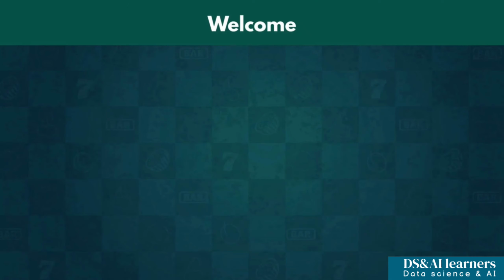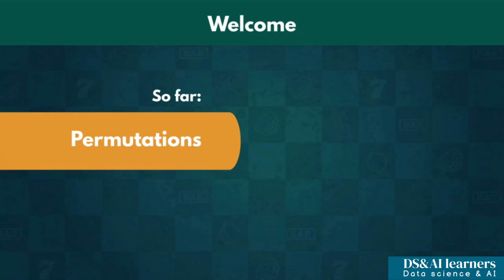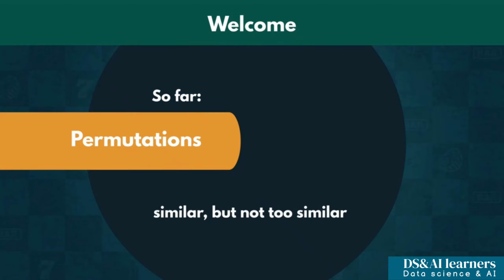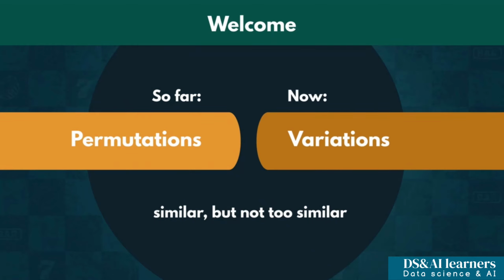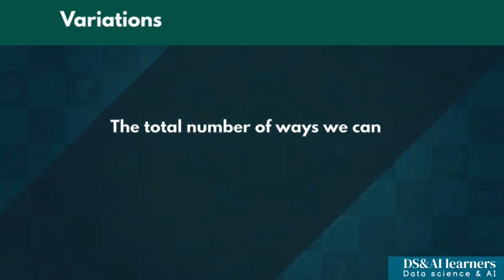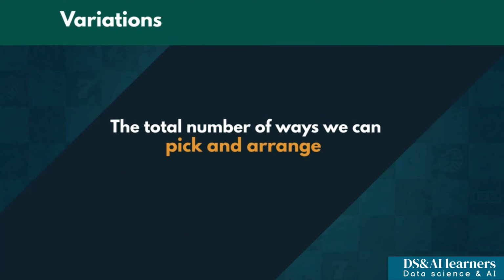Welcome back. So far, we explained what permutations are and how to compute them. In this lecture, we are going to focus on a similar, but not too similar concept: variations. Variations express the total number of ways we can pick and arrange some elements of a given set.